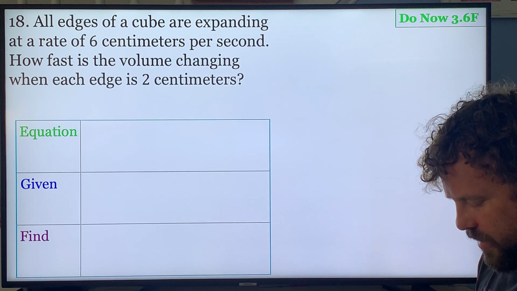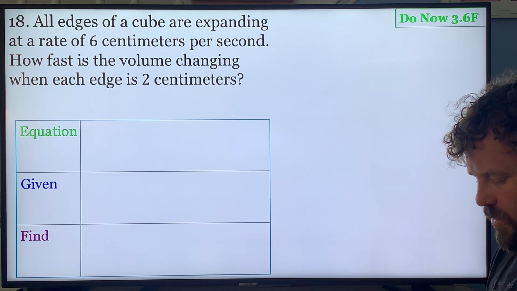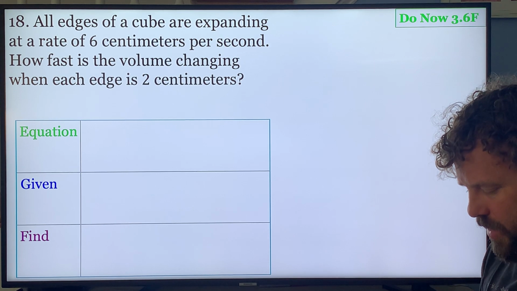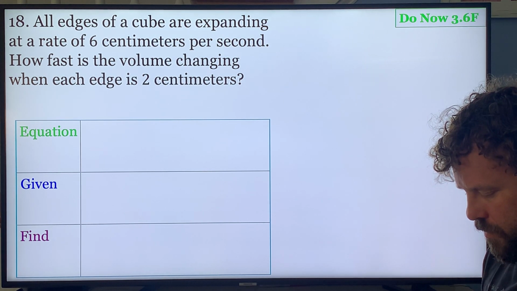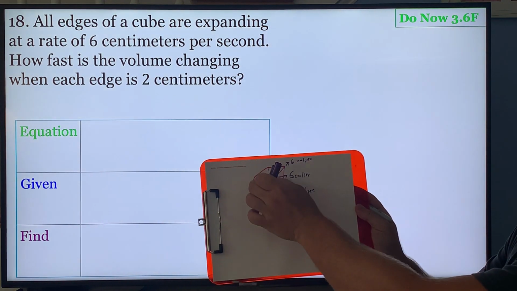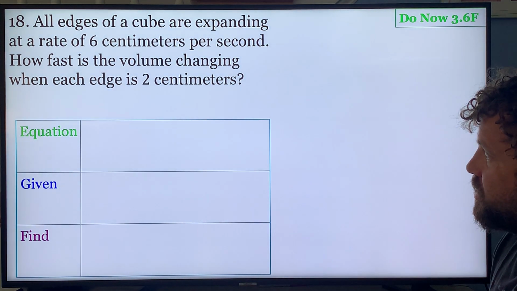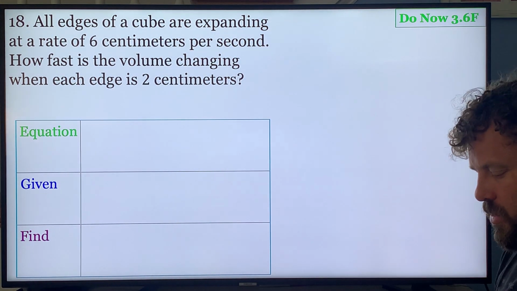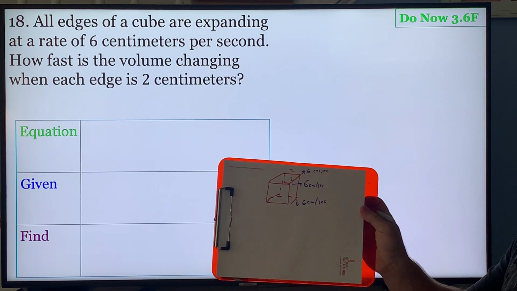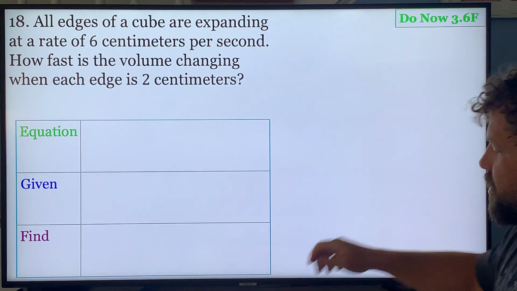So when the cube expands, they're all expanding, right? They're expanding left and right. They're expanding up and down. And they're expanding front and back, right? So you have all the sides expanding. So it's going out, it's going that way, and it's going that way. So how fast is the volume changing when each edge is 2 centimeters? So you want to know when each edge is 2, 2, 2, how fast is dV/dt expanding?